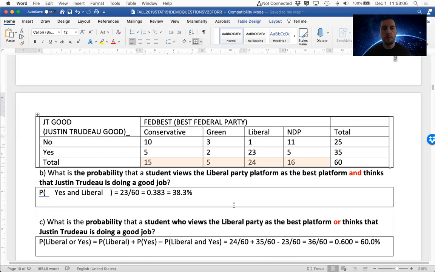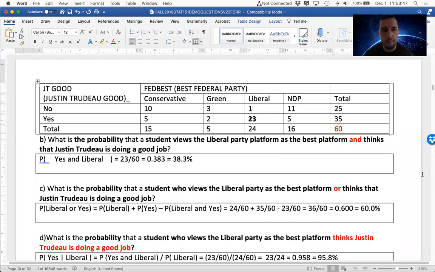Okay, what is the probability that a student views the Liberal Party platform as the best platform and thinks that Justin Trudeau is doing a good job? So this is an intersection question, and it's asking us for the group that corresponds to both Liberal and Trudeau doing a good job. So for intersection questions, we would find directly the category that matches these two outcomes. So here we have JT good, and here we have Liberal. Okay, so this value right here. And then we would divide that by the total number of outcomes, which in this case is 60.